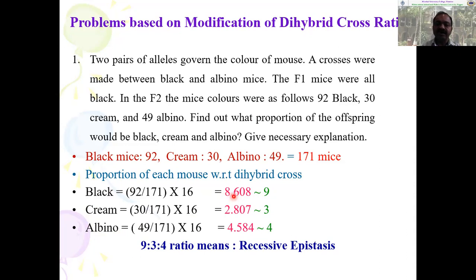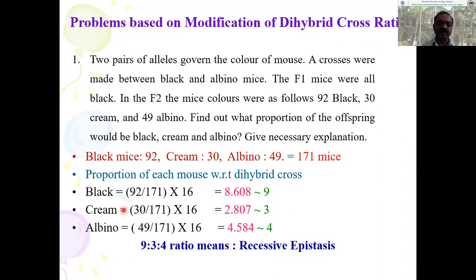So if we look at the proportions of each phenotype, that is black, cream, and albinos, their proportions would be 8.608, which is approximately 9. Here 2.8 is approximately 3, and here 4.5, a little bit larger, but approximately 4. So you can see that these are very close to the 9:3:4 ratio. That means the proportion between the black, cream, and albino is 9:3:4. We have seen that the 9:3:4 ratio is an example of recessive epistasis.